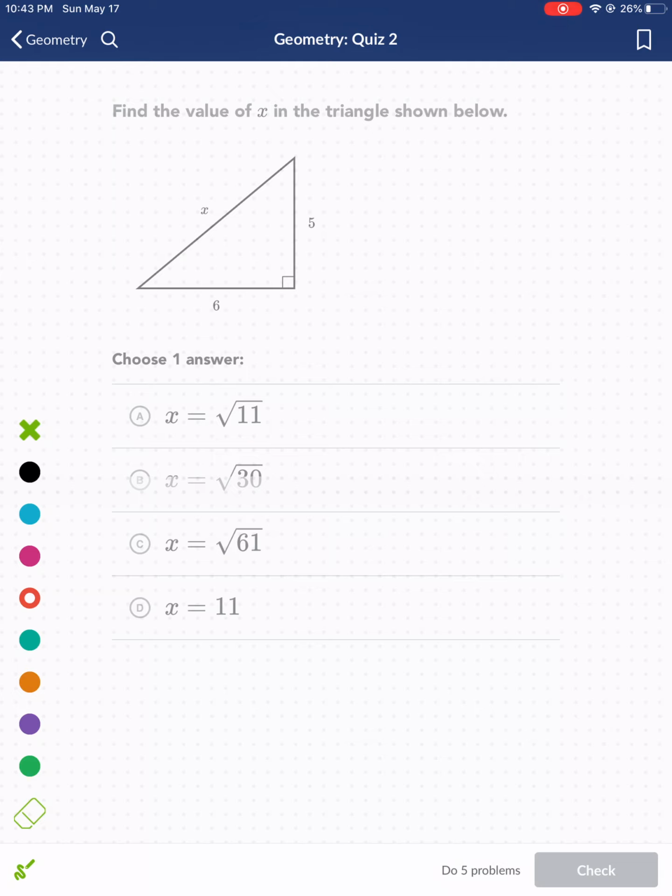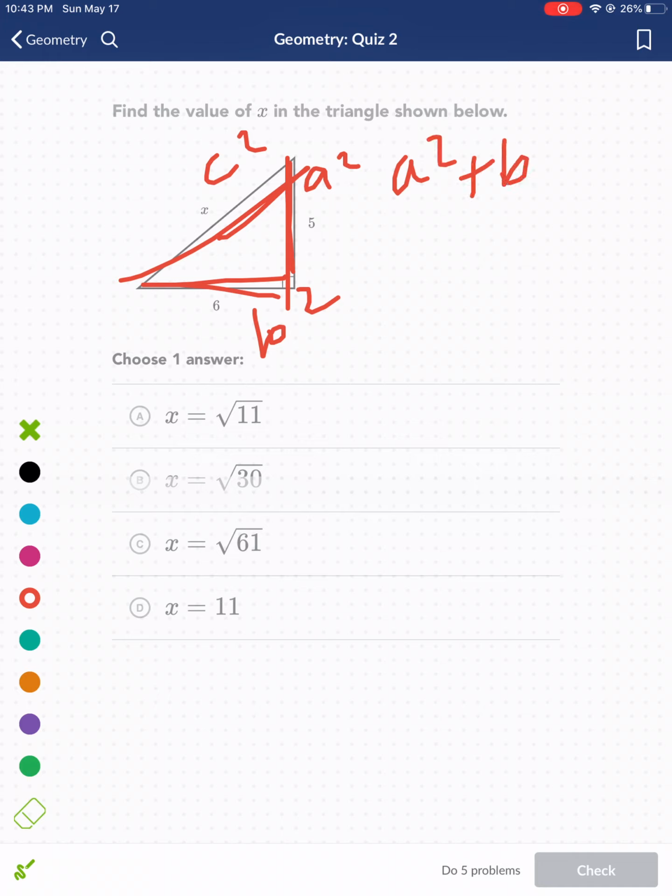So we have our side lengths. Remember, this is a squared, this is b squared, this is c squared, and a squared plus b squared equals c squared. So you need to plug in your numbers. 5 squared plus 6 squared equals x squared, and solve for x. I'm going to guess here as to not give you guys the answer.